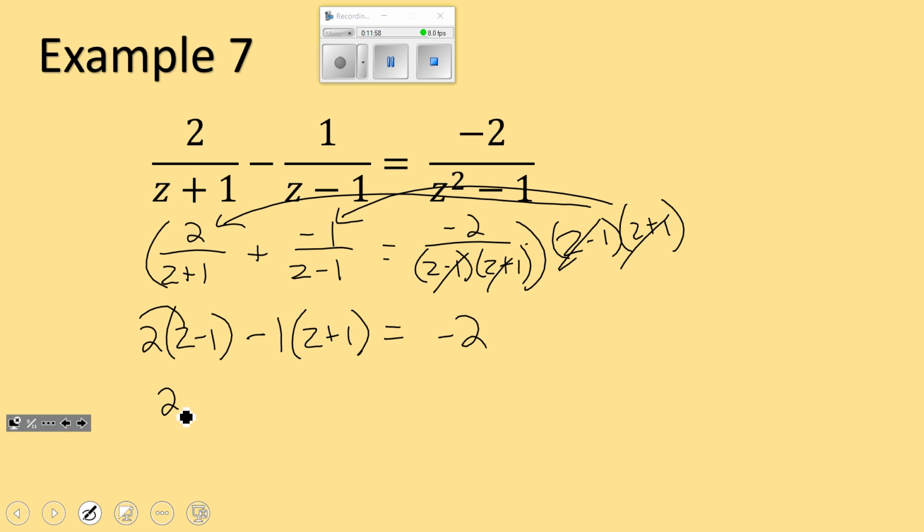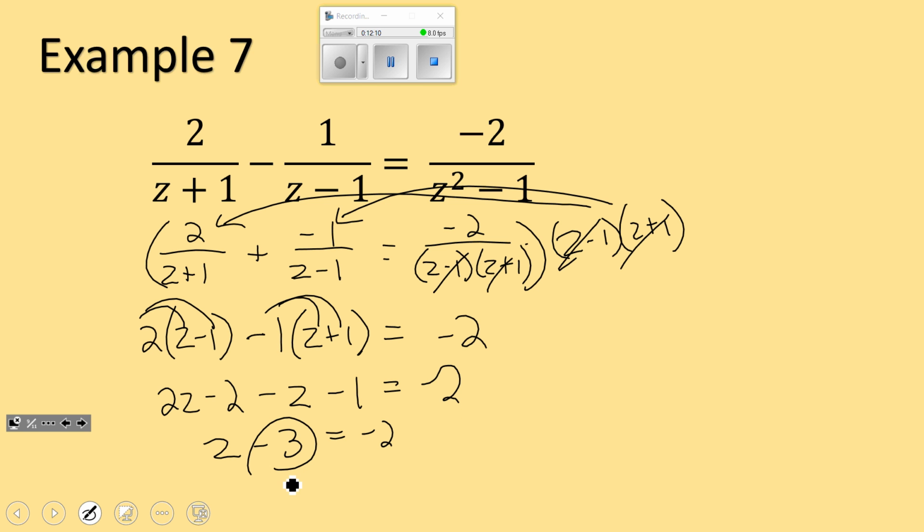Okay, so then I'm going to solve. So 2 times z is 2z minus 2 minus 1z minus 1 equals negative 2. So z minus 3 equals negative 2. So when I add 3, I get z equals 1. Don't just get an answer and say 1. It's my answer, 1. You better check it. And when you plug in 1, you get a 0 in a denominator, which is undefined, and that cannot happen. So your answer is no solution, okay, or an empty set. Your set of answers is empty. Okay, you can write no solution. I do both so that you're comfortable with both.